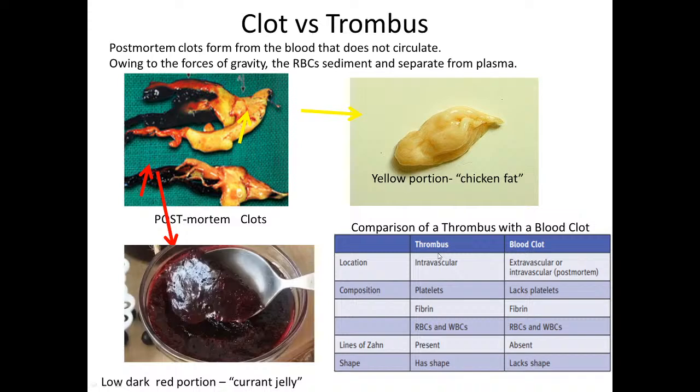This table includes a comparison of thrombus with blood clot. Location: thrombus is intravascular, blood clot is extravascular. Composition: thrombus has platelets, fibrin and red blood cells, and has lines of Zahn, but blood clot lacks lines of Zahn and has no platelets, only fibrin and red blood cells. And shape: the thrombus has shape, blood clot has no shape.